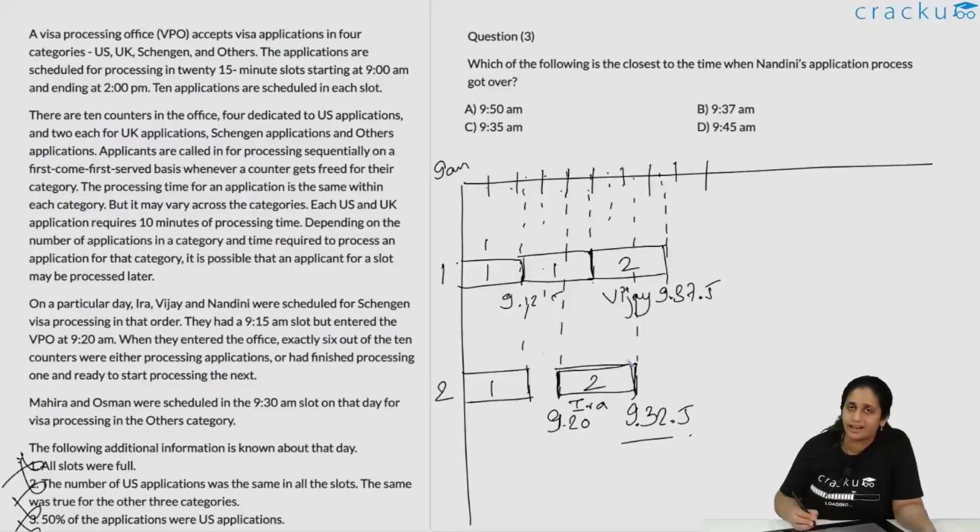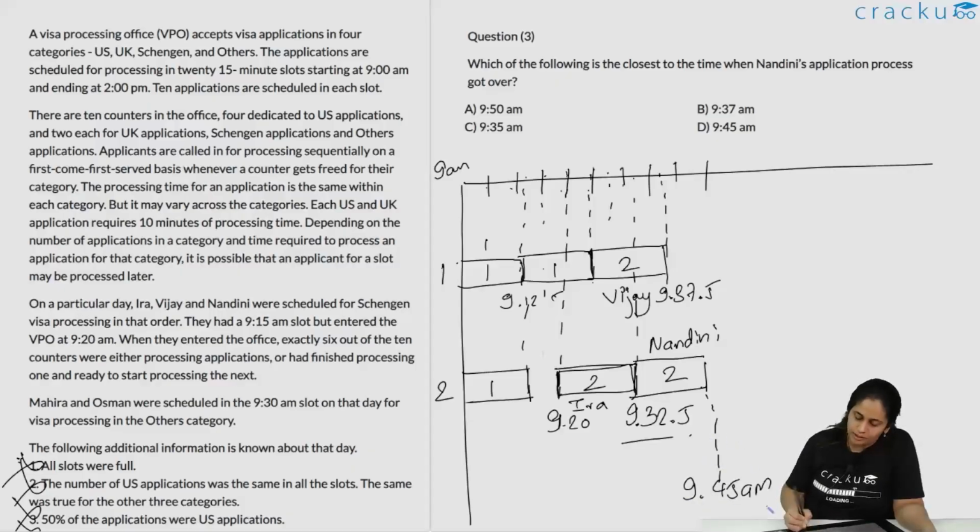Nandini's process will take another 12.5 minutes, which means that it will be done by 9:45 am. So this is slot 2. This is Nandini, and hers will get over 12.5 minutes after 9:32.5, which is 9:45 am. In this, basically, I am drawing blocks. Each block is of length 12.5 minutes. The starting time is indicated by when the point is starting, and the ending time is when the process is ending. So Nandini, who is the third person in this schedule, this is the third block which refers to Nandini. Her work is done at 9:45 am. So the answer is option D.